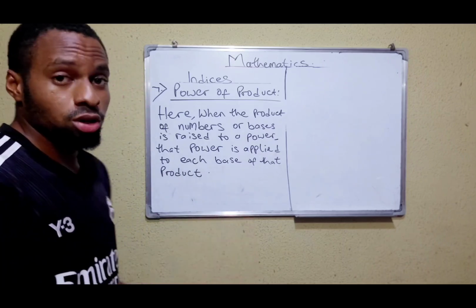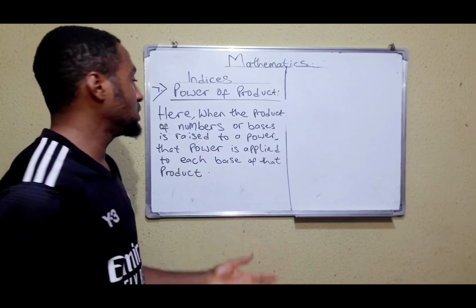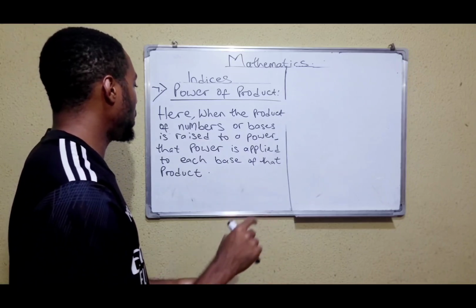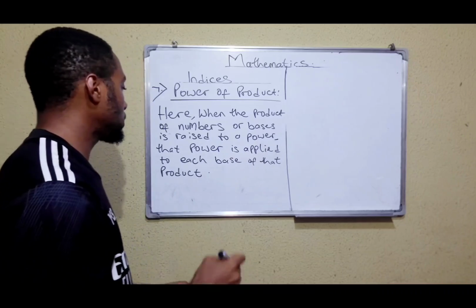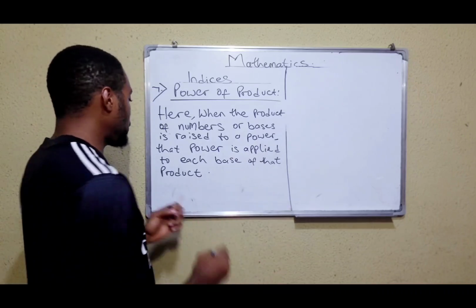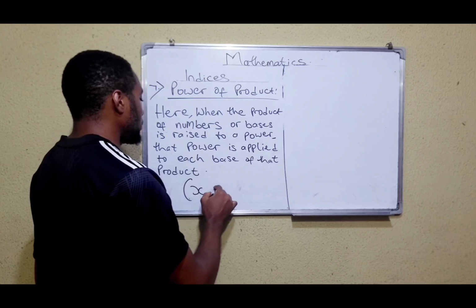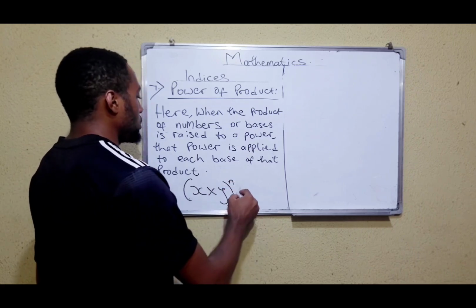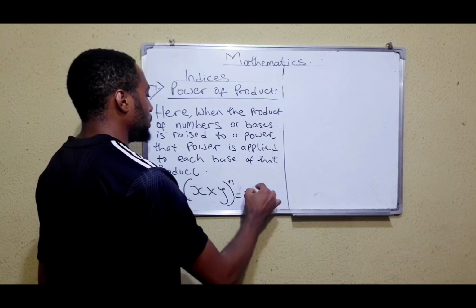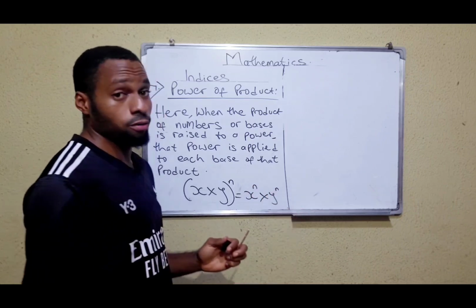Yes, so in the power of a product, when the product of numbers or the bases is raised to a power, that power is applied to each base of that product. It has an expression. So let's assume we have (x multiplied by y) raised to the power of n. This becomes x raised to the power of n times y raised to the power of n.